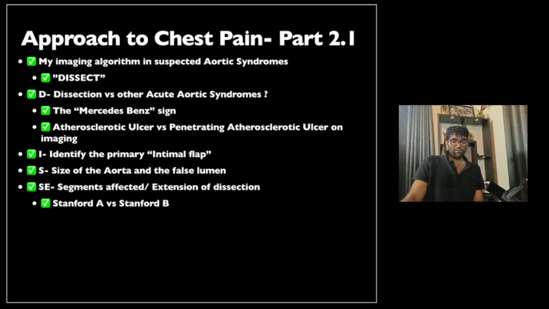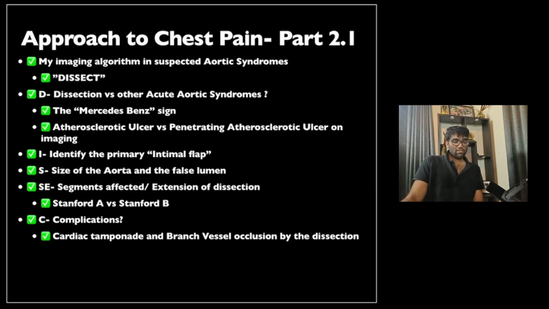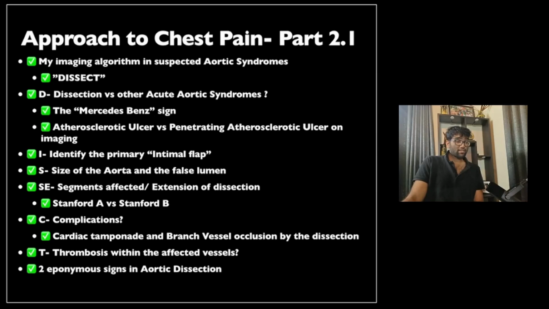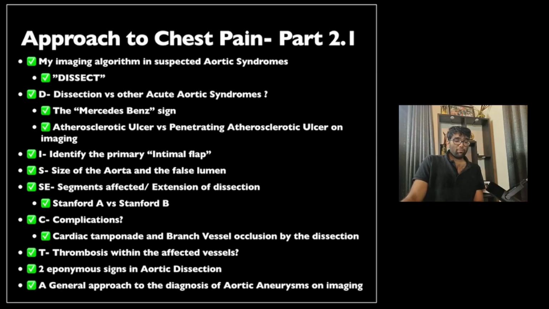We talked about Stanford A versus B classes and why that is relevant for management. C stands for complications, that is cardiac tamponade versus branch vessel occlusion. T stands for thrombus within the affected wall. So these are the three complications that are visible on imaging. Then we talked about two eponymous signs, that is the Windsock sign as well as the Cobweb sign.